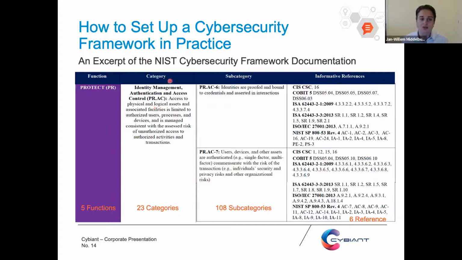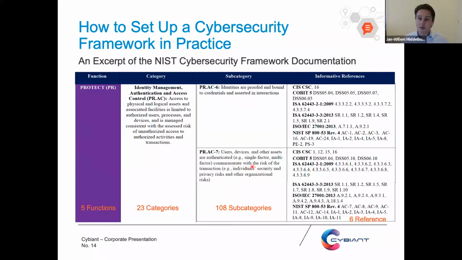So if we look at, for instance, 2 different subcategories within identity management, authentication, and access control, we see here subcategories 6 and 7. The first one is to make sure that identities are proofed and bound to credentials and asserted in interactions. Other than that, for instance, identity management subcategory number 7 is that users, devices, and other assets need to be authenticated commensurate with the risk of each individual transaction.